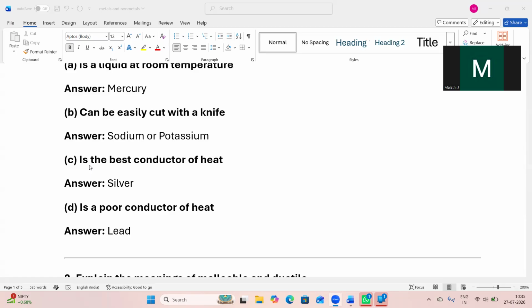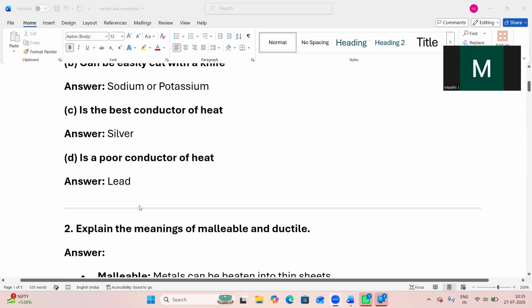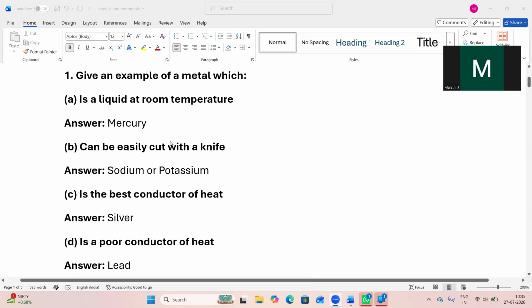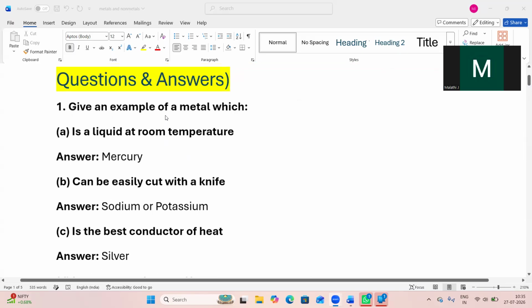Then, which is the best conductor of heat? The best conductor of heat is silver. Lead is a poor conductor of heat. So we studied that metals are good conductors of heat and electricity, and lead is a poor conductor of electricity. So this is very important. They will ask for examples of metals in those exceptions.